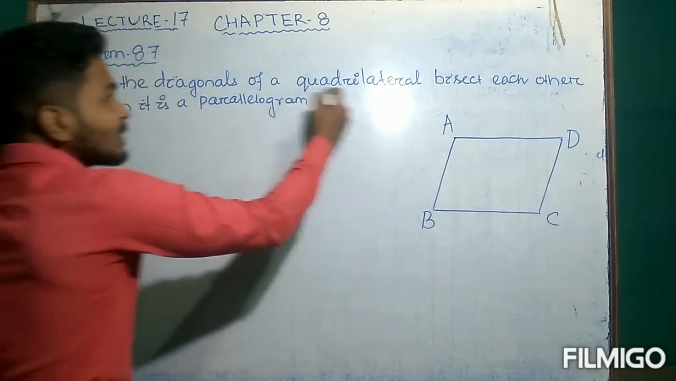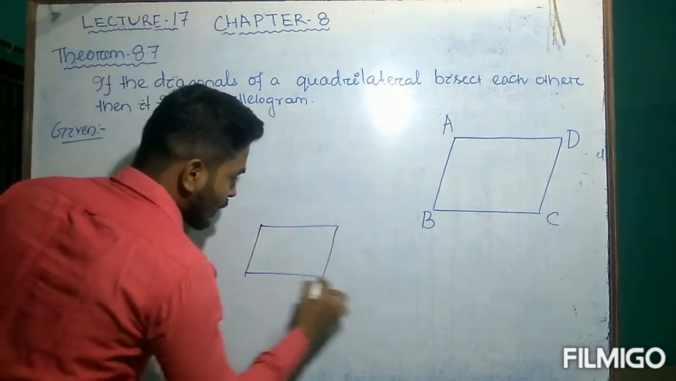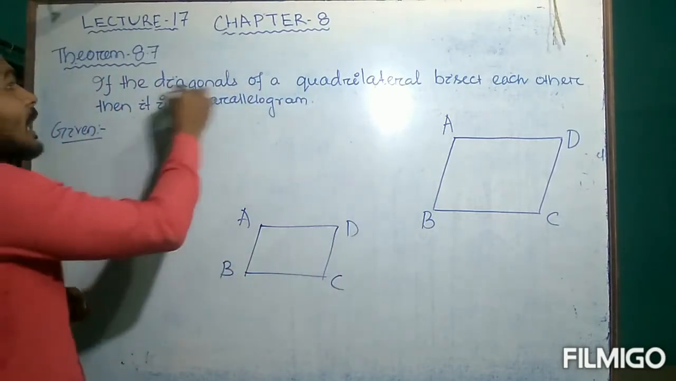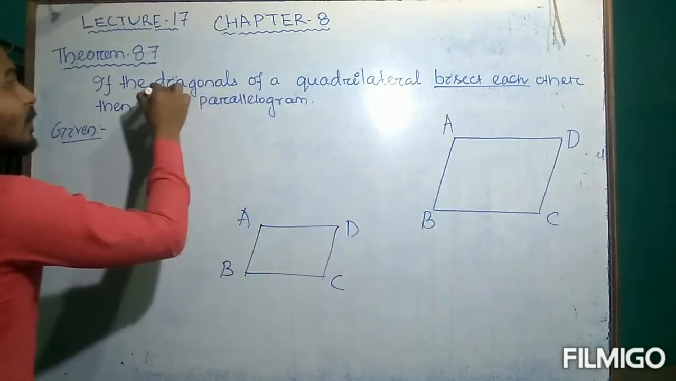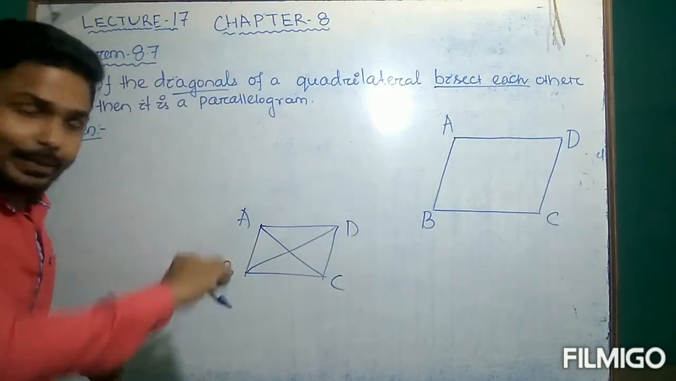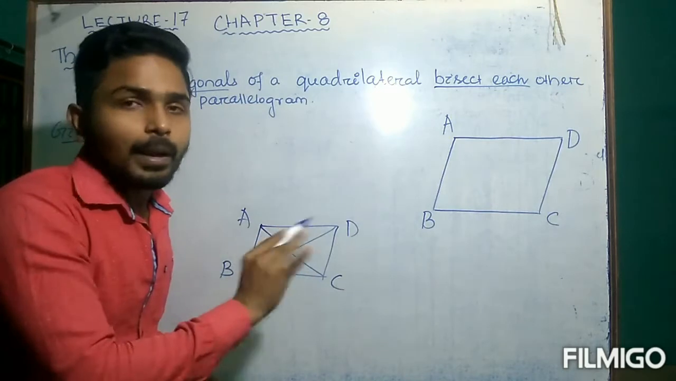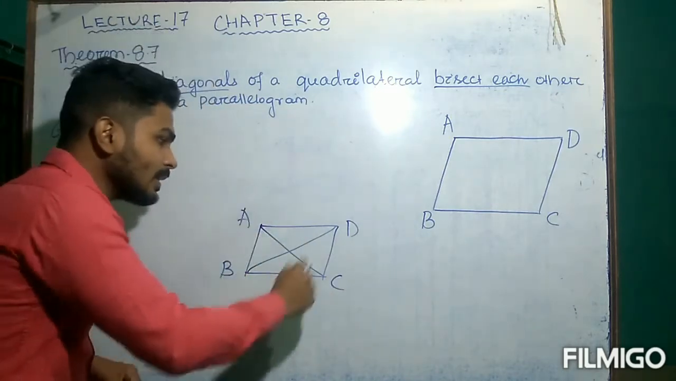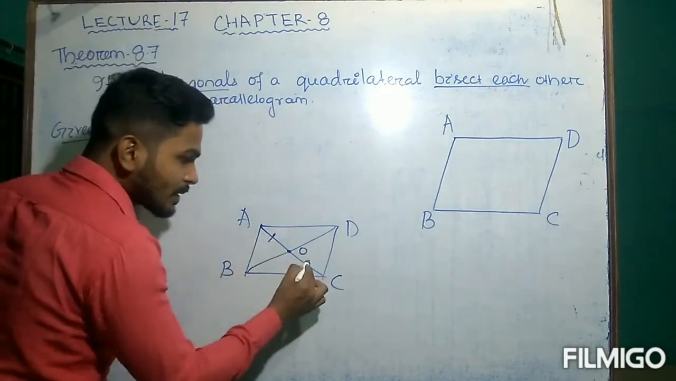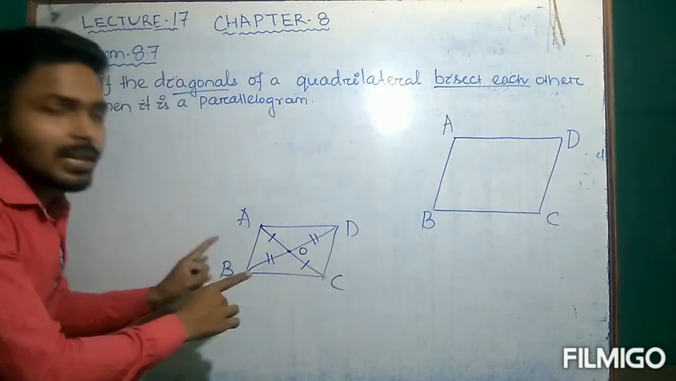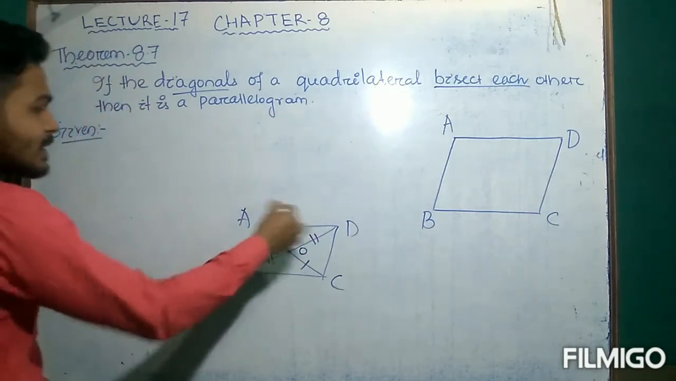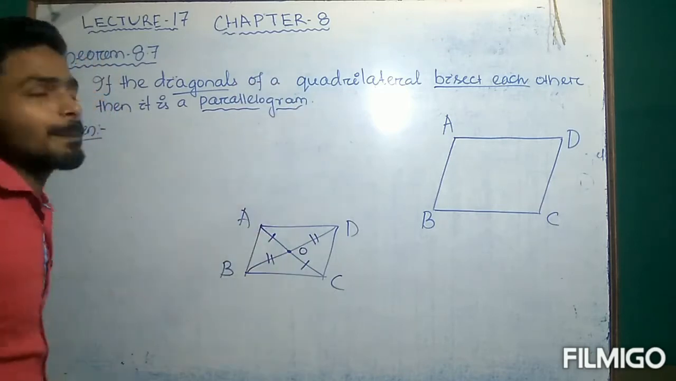It is given there is a quadrilateral, let's say A, B, C, D. Now if in this quadrilateral the diagonals bisect each other, that means it is the first diagonal, it is the second diagonal. Already it is given that ABCD is a quadrilateral, it is not a parallelogram. In this quadrilateral these two diagonals bisect each other. That means if this is the point of intersection, this half is equal to this half, and this half is equal to this half. Already this data is given. Now we have to prove that this quadrilateral is nothing but a parallelogram.